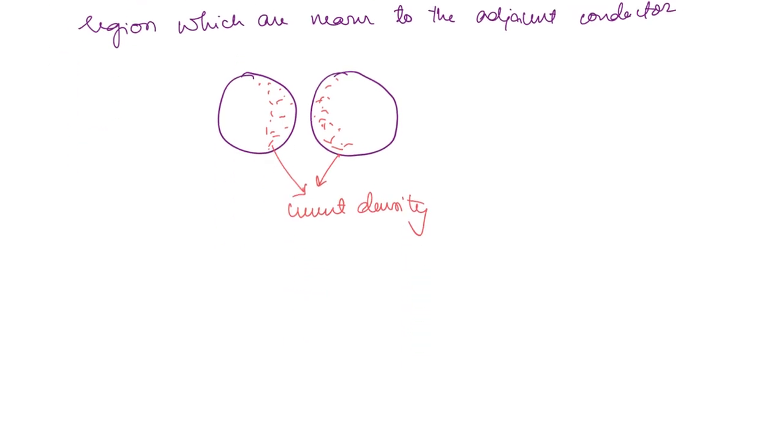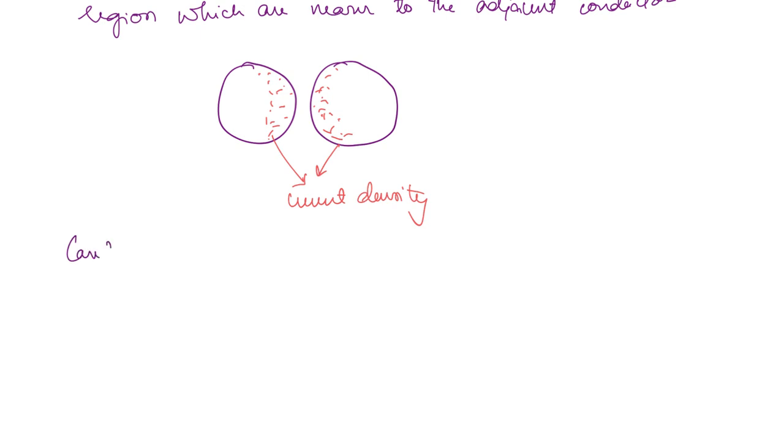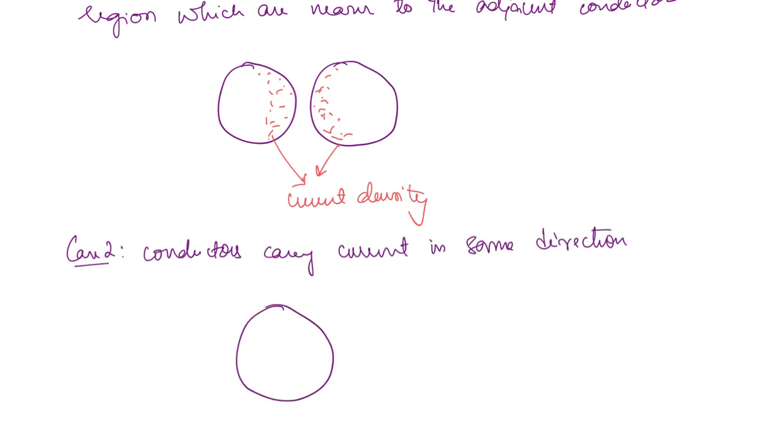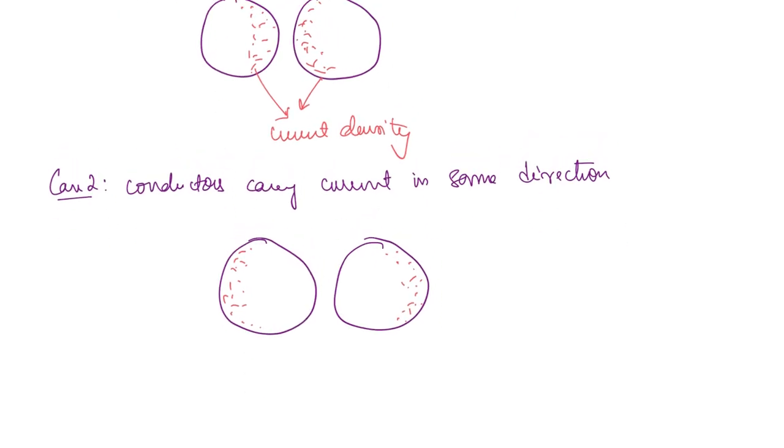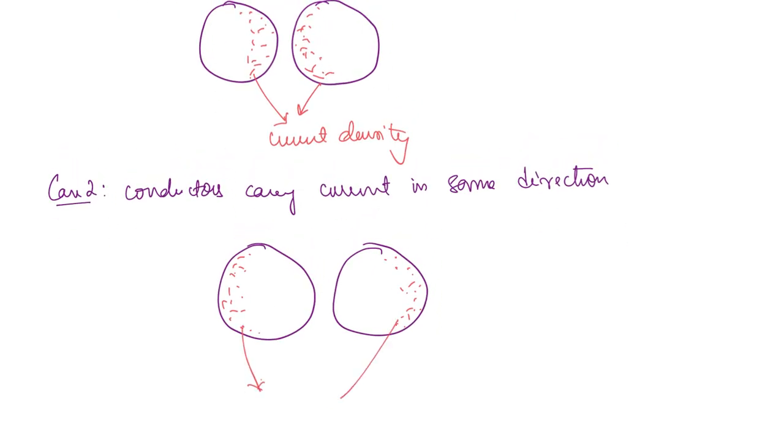And in the second case, where conductors carry current in the same directions, the effect is going to be just opposite. The current will be concentrated on the farther ends of the conductor. So this is where the current density is concentrated.